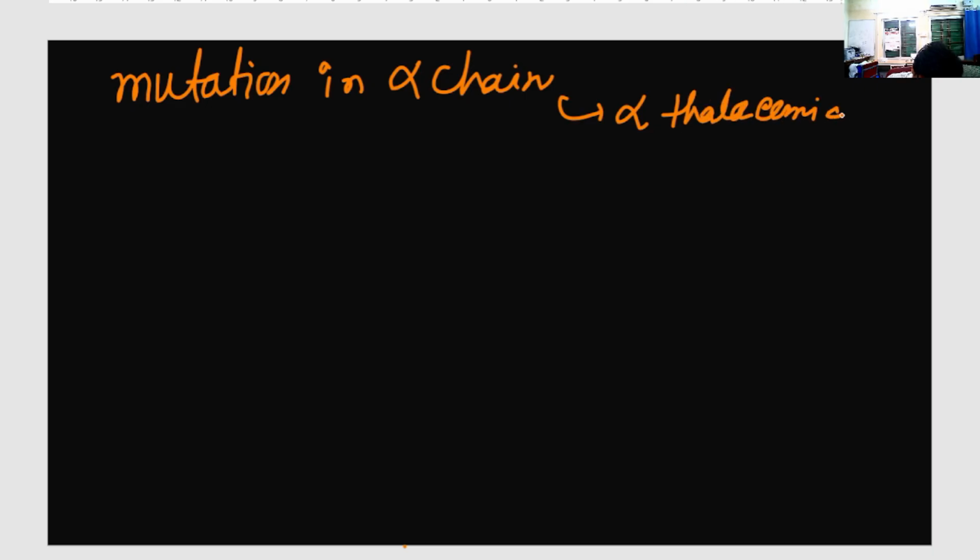Let's talk about a few words. Mutation in the alpha chain, what happens? If there is a mutation in the alpha chain, it is called alpha thalassemia. And if the mutation is in the beta chain, it is called beta thalassemia.